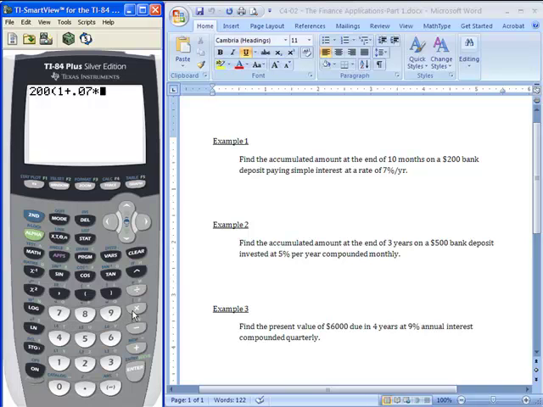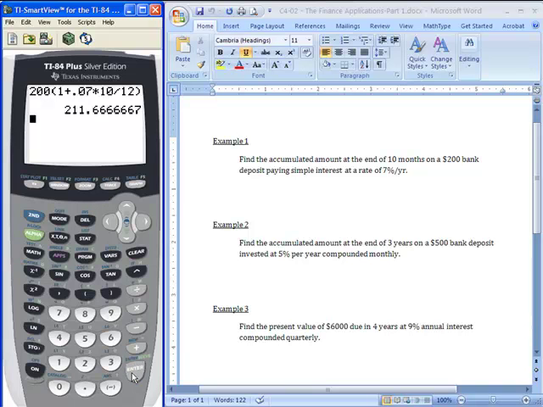We're going to multiply that by the 10 months, but we have to be careful here because our time has to be in years. So we're going to take 10 in this case and divide it by 12 because 10 months is 10/12 of 1 year. What happens here is the 200 times the 1 when we do this distribution gives us our original $200, and the $200 times the interest rate times the time gives us the interest. So we end up taking the principal plus the interest to get the total accumulated amount.